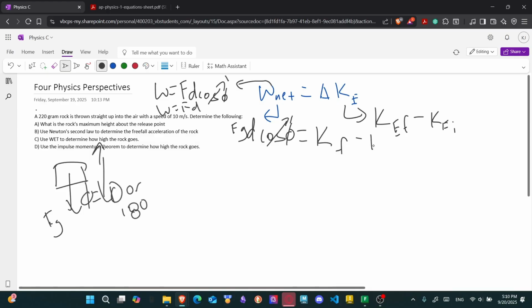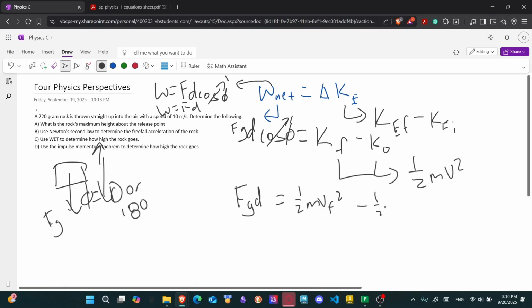K final minus K initial. And the formula for kinetic energy is 1/2 mv squared. So K final, K initial is equal to 1/2 mv squared. And you've got to plug in the final and initial respectively. So Fg D is equal to 1/2 mv final squared minus 1/2 mv initial squared.